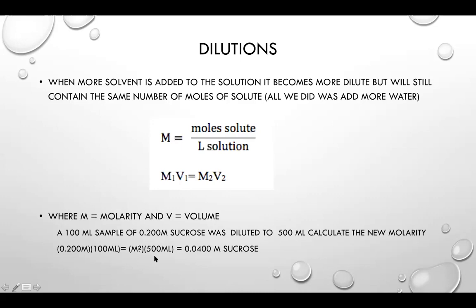In order to do that, you need to divide by 500 mL on the right side, and also make sure you divide by 500 mL on the left. When you do that, you get left with M by itself. And when you multiply 0.200 by 100 and then divide that by the 500 mL, you get 0.0400 molar sucrose.